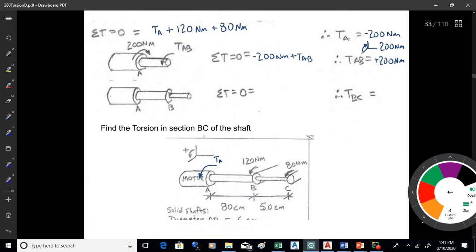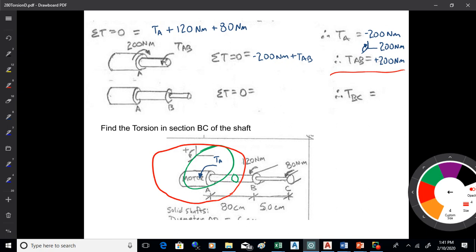So what I'm going to have then is negative 200 plus the torsion from A to B. So the torsion from A to B is 200 Newton meters. So I'm doing the same sort of thing I did with those linear problems. I'm finding the reaction at A, then I'm cutting through whatever it is I want to solve for, and taking one whole side from the cut back to the reaction. And I'm summing them up and setting them equal to 0. And that gets me that internal torsion, 200.